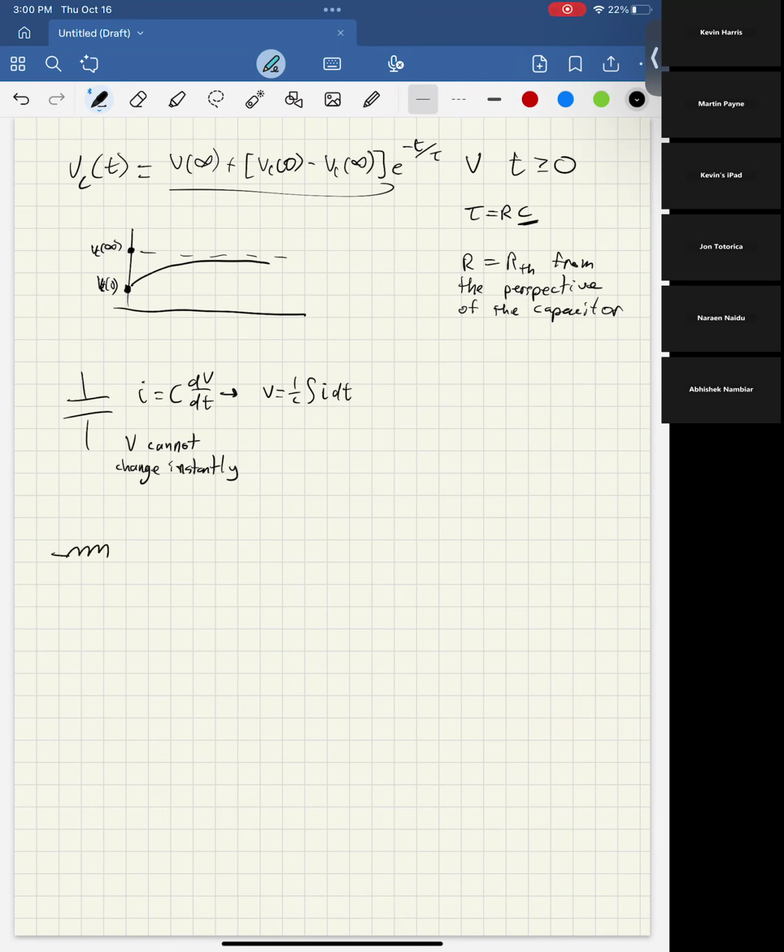And then for an inductor, we have V equals L di/dt. What this is saying is that current cannot change instantly. And if you were to flip this around, this one makes less sense and is less important, but I equals 1 over L times the integral of the voltage, which doesn't make as much sense.